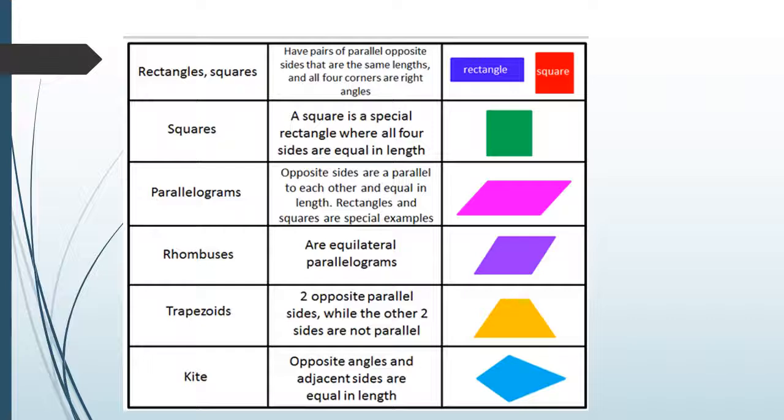Okay, let's talk about quadrilaterals. So quadrilaterals have four sides, so all of these shapes have four sides. There are two of these shapes that are regular. The square and the rhombus.